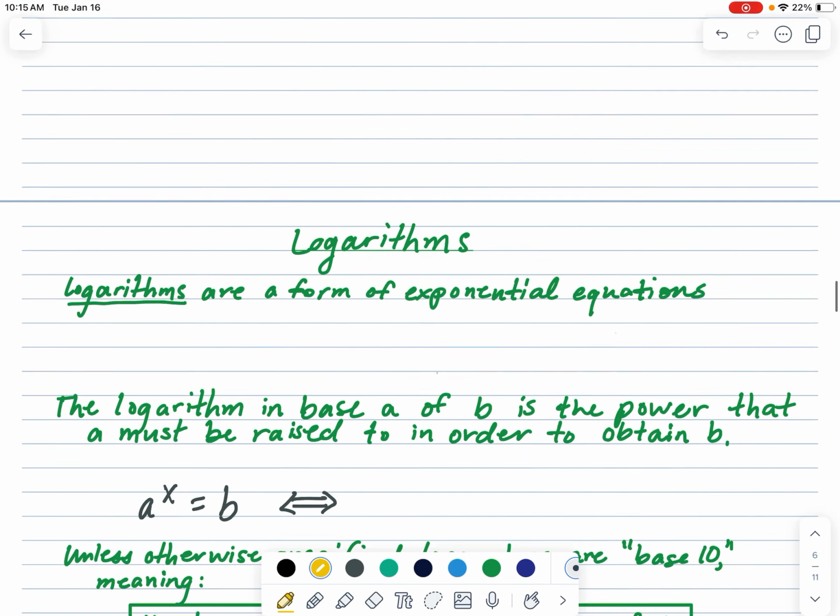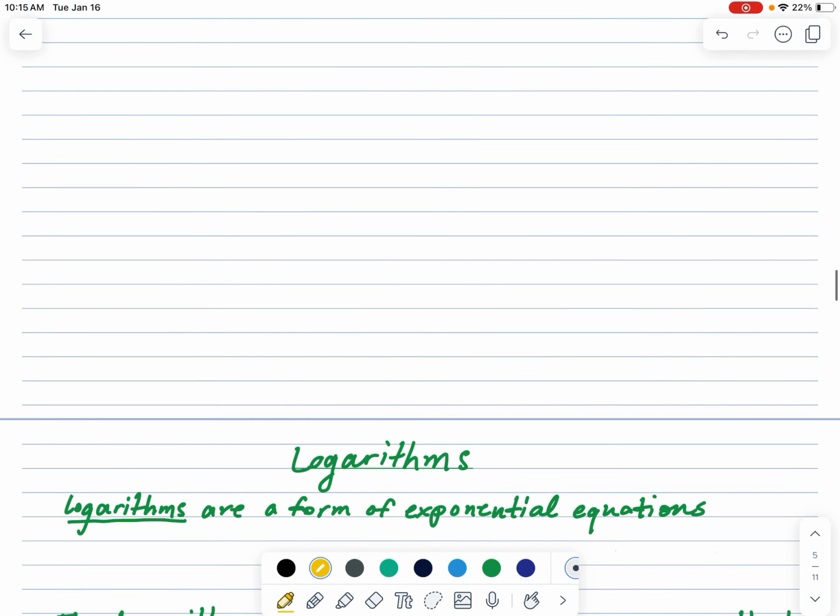But next I want to just sort of define what logarithms are. A logarithm is a form of an exponential equation. We just use it as another form. The reason we might use it is, let's say we have something like 2 to the x equals, let's just say 10. In other words, what could we raise 2 to give us a value of 10?